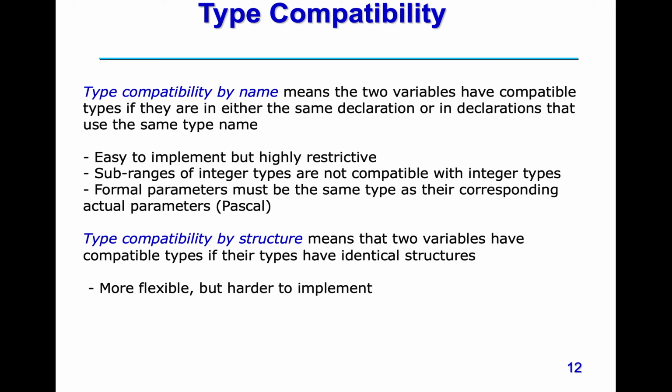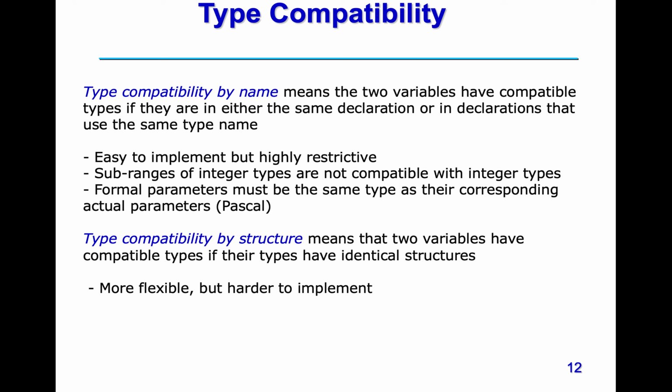C and C++, however, use what's on the top there. It says type compatibility by name. It means that two variables have compatible types if they are in the same declaration or in the declarations that use the same type name. Int, double, float, those are type names. If I have two ints, they're compatible. If I have two doubles, they're also compatible. If I have an int and a double and I'm trying to add them together, not compatible. So the type compatibility is by name, and the name, not the variable name, but the type name.